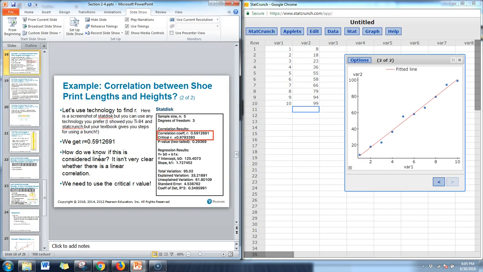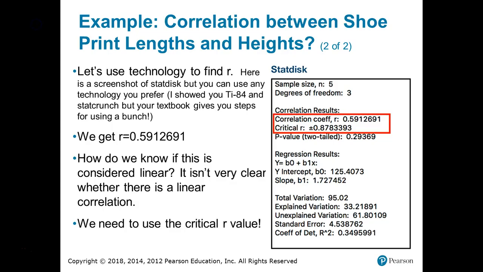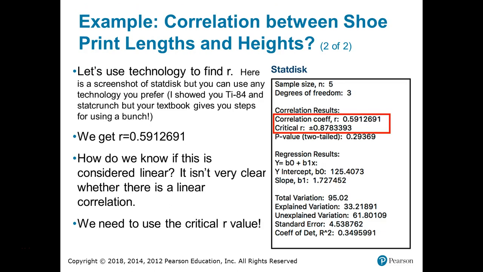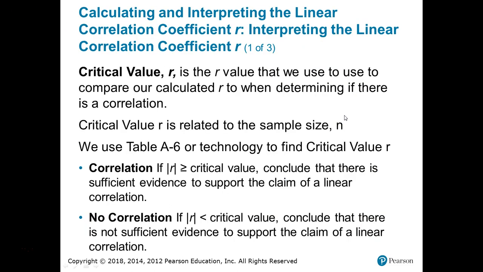We need to use what's called the critical R value. All right, another term. So what does critical R mean? Now we can blow this back up. The critical R value is the R value that we use to compare our calculated R to when determining if there is a correlation. Okay, so critical R is just a value that we will read from a chart that we will then compare our calculated R to determine if there's a correlation. So this is our calculated R, and then we will have an R from a chart. Critical R is related to the sample size N. So you'll see that on the next slide.